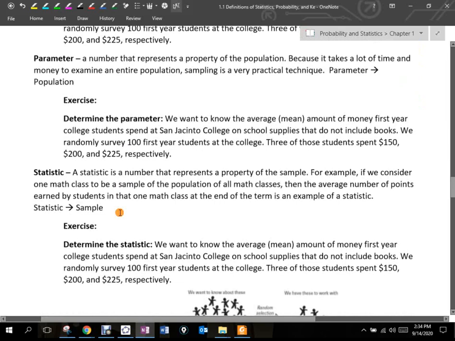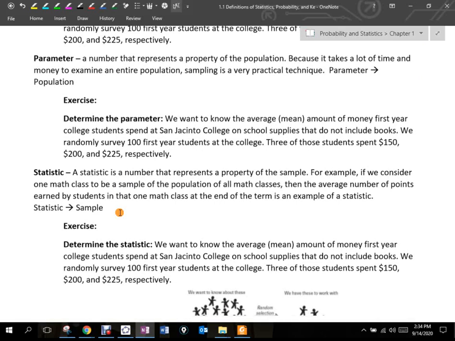A parameter is a number or a quantity that represents a property of the population. So it's something that describes the population. It takes a lot of time and money to examine the entire population. We already talked about that. Usually a parameter is unknown. But this is the way I remember these: parameter starts with P, population starts with P. So they link together. They're stuck together. Okay?